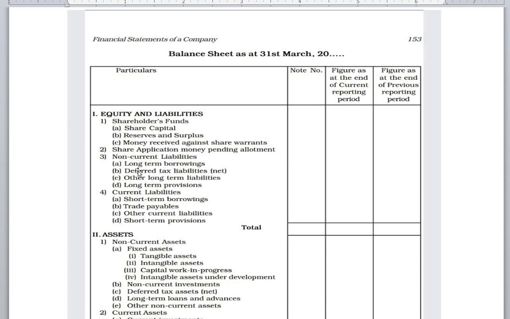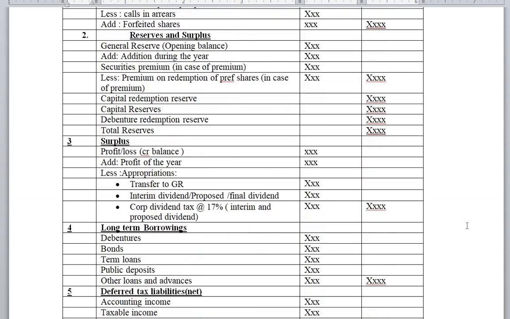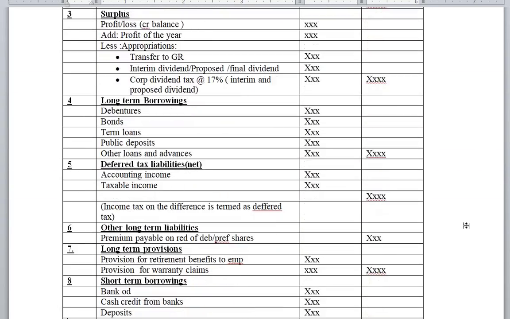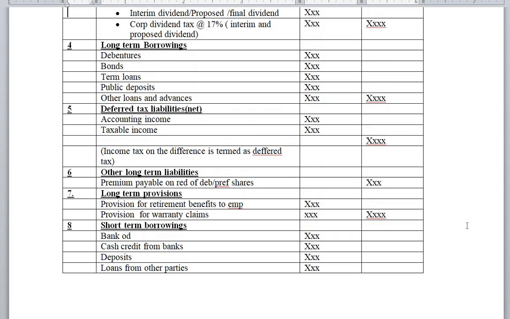Okay, so the first thing is long-term borrowings, deferred tax liabilities, other long-term liabilities, and long-term provisions. These are the 4 subdivisions coming under non-current liability. We will see the working notes of each and every non-current liability separately. So coming to the notes, long-term borrowings. In case of long-term borrowings, as I told you, the repayment of these items will be made beyond 1 year.